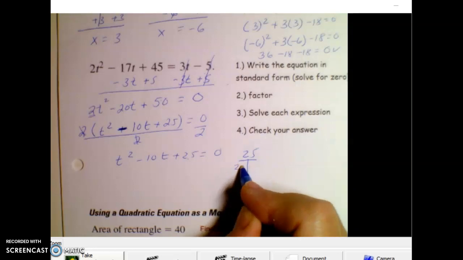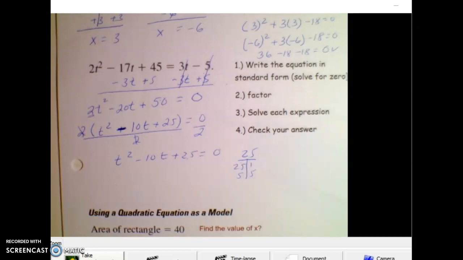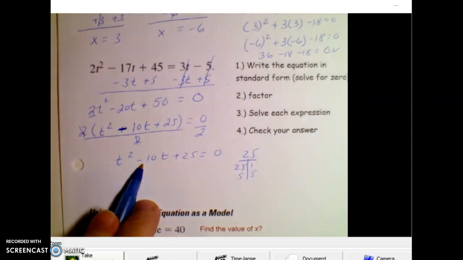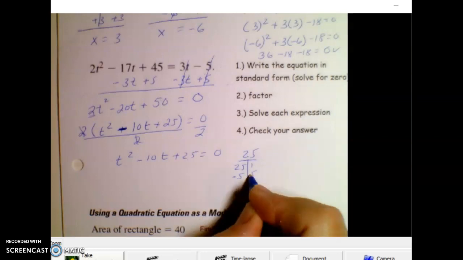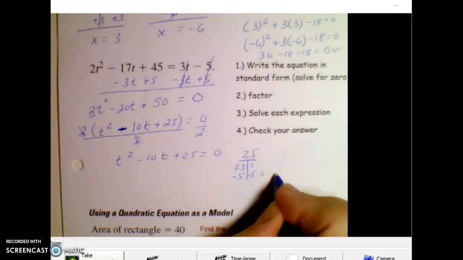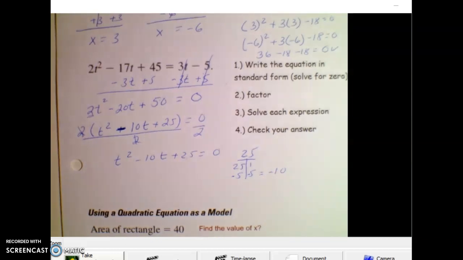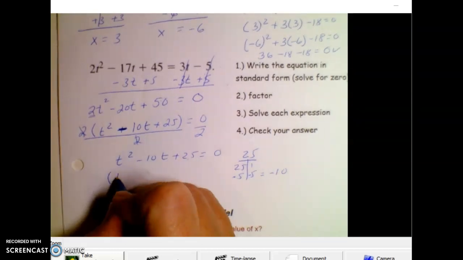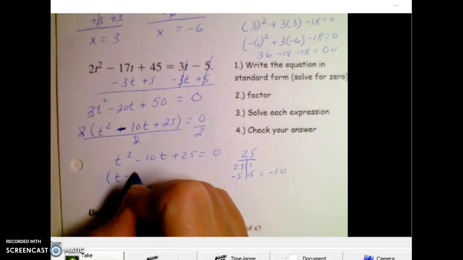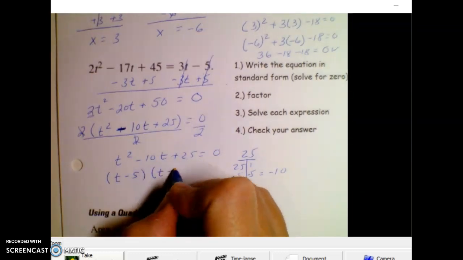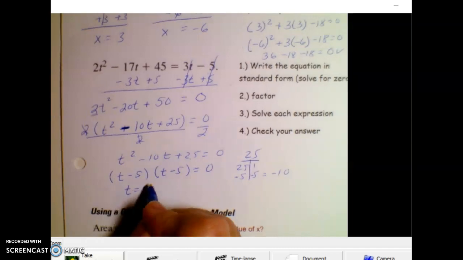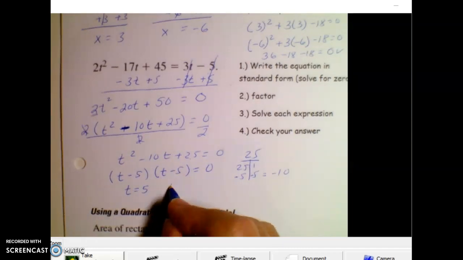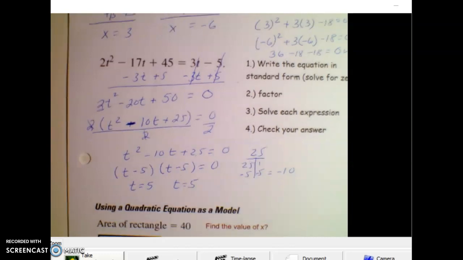So I have 25 and 1 and 5 and 5. And I'm looking for two numbers that when I add them together give me a negative 10, but when I multiply them give me a 25. So how about if I make both of those negative? Negative 5, negative 5, negative 10. All right, so I think we just found our factors. Okay. If I set this one equal to 0, I get t is equal to 5. If I set this equal to 0, I get t is equal to 5. So I have one answer.